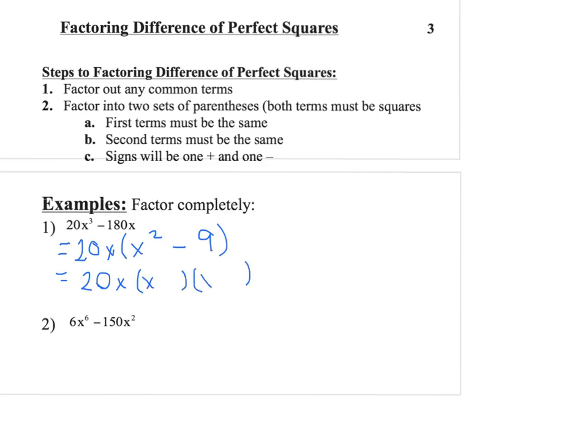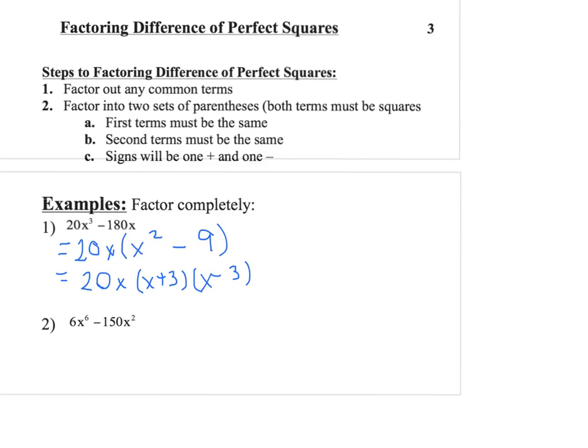x and x is going to give me x squared. 3 and 3 is going to give me 9. And one has to be a plus sign and one has to be a minus. That's the difference of perfect squares. There's a difference for subtracting, and x squared and 9 are both squares. That's why it's called difference of perfect squares.